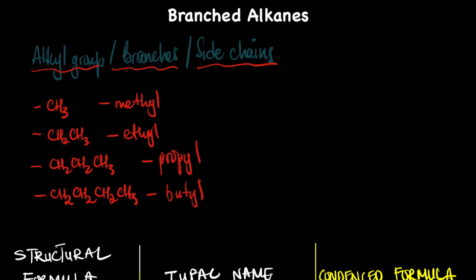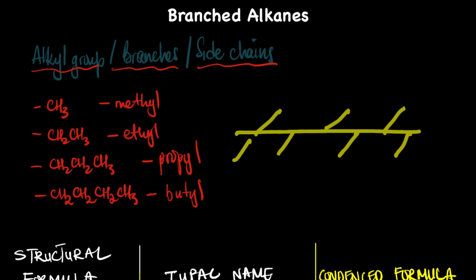Now the branches here, we have different names for them. We call them alkyl groups, or branches, or side chains. It was a straight chain in the previous video. Now this straight chain has side chains or branches, right?